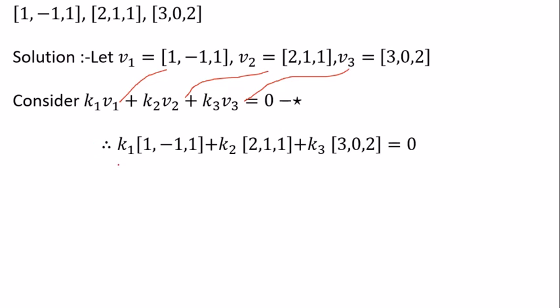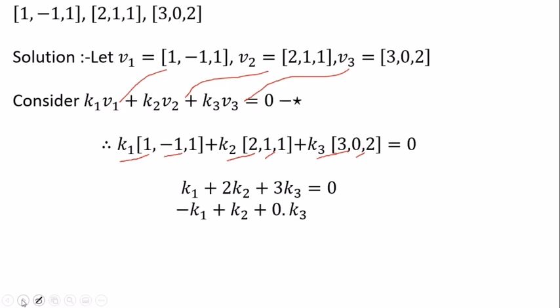Now multiply the first element with k1, the first element with k2 and the first element with k3. So we'll get the first equation, with right hand side 0: k1 plus 2k2 plus 3k3 is equal to 0. Similarly for the second element, we have minus k1 plus k2 plus 0 k3 equal to 0. So the second equation is minus k1 plus k2 plus 0 times k3 equal to 0. And similarly for the last element, we can write k1 plus k2 plus 2k3 is equal to 0.